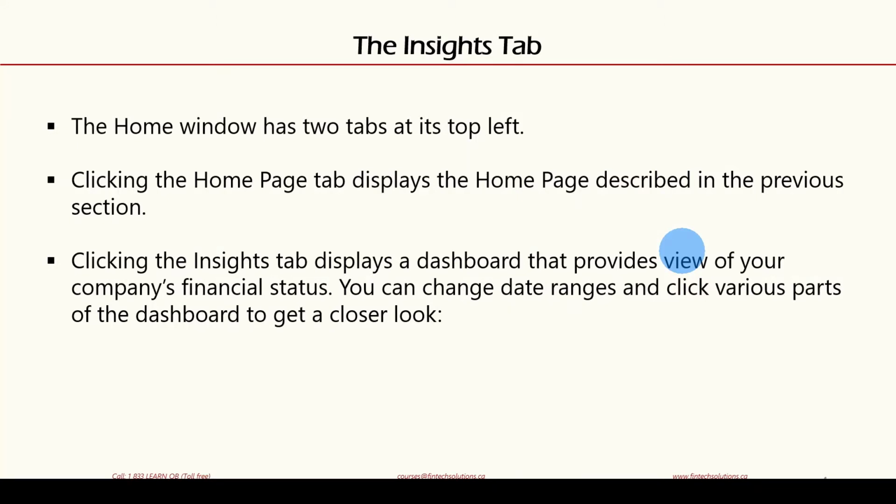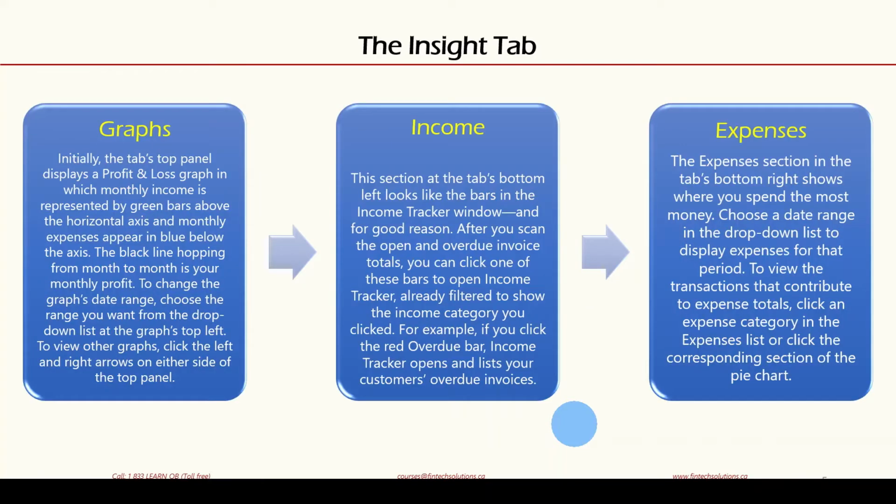The home window has two tabs at its top left. Clicking the home page displays the home page described in the previous section. Clicking the Insights tab displays a dashboard that provides a view of your company's financial status. You can change date ranges and click various parts of the dashboard to get a closer look. Let's look in further detail at what the Insights tab can offer.